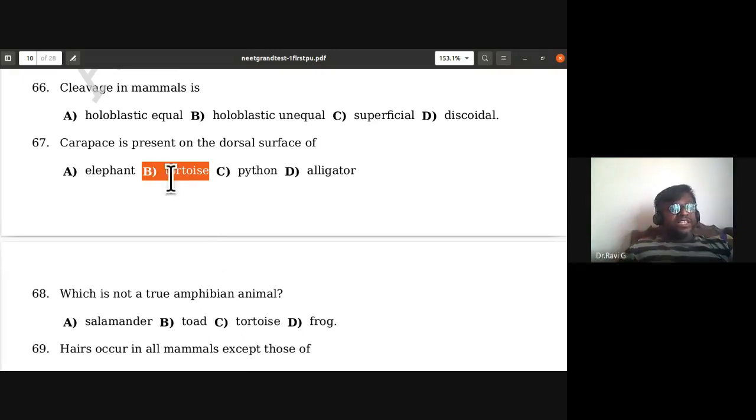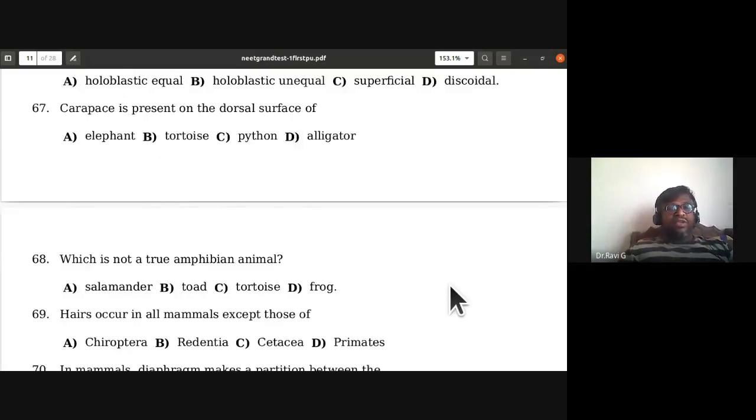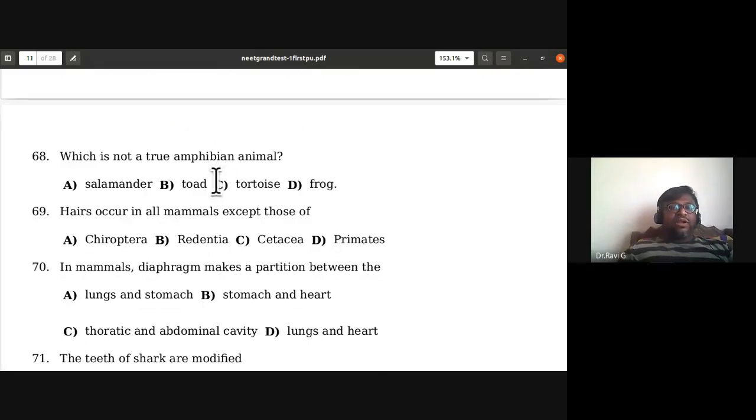So 68, which is not a true amphibian animal here? Tortoise is a reptile. It is not an amphibian. So salamander, toad, and frog are all amphibians. Salamander is a tailed amphibian.